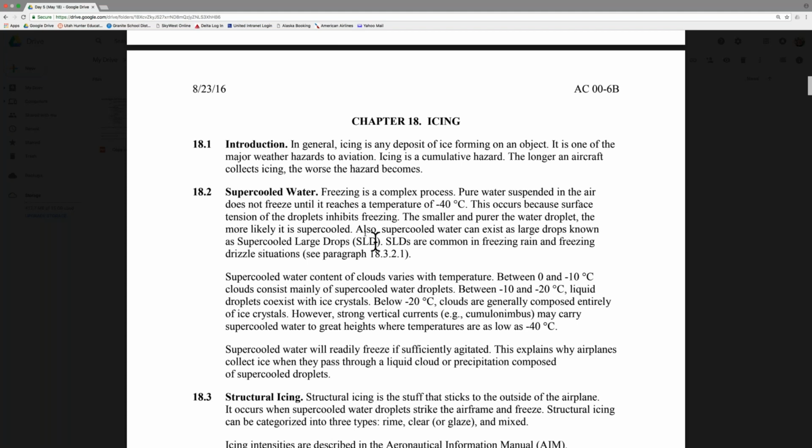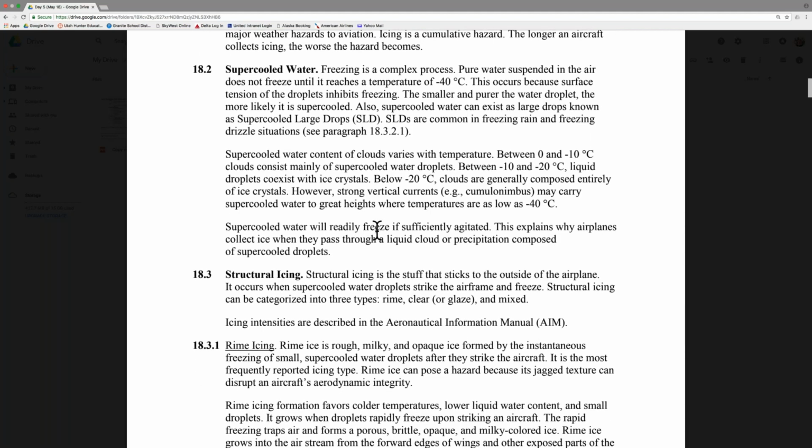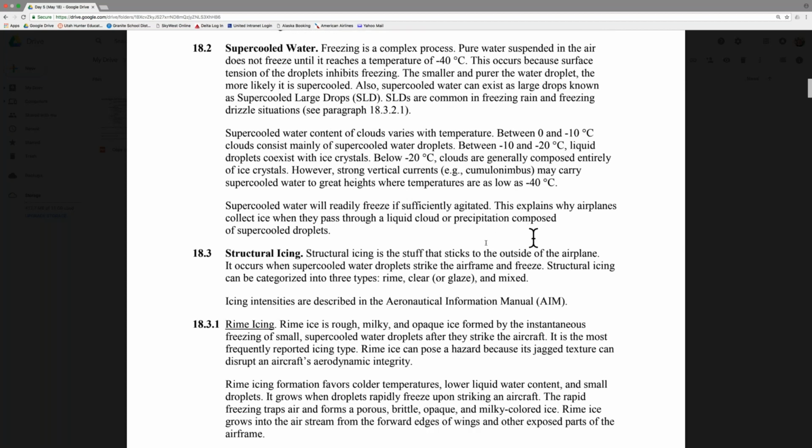These supercooled water droplets, or large drops, are pretty hazardous to fly into, because as soon as the water hits the aircraft, it instantly freezes and collects on the aircraft. So supercooled water will readily freeze if sufficiently agitated. This explains why airplanes collect ice when they pass through a liquid cloud or precipitation composed of supercooled droplets. So bad stuff. Structural icing is the stuff that sticks to the outside of the airplane.